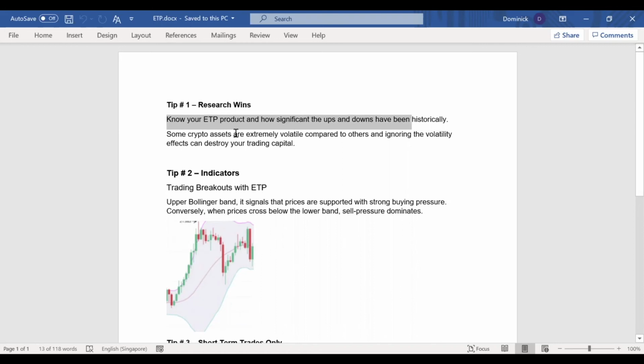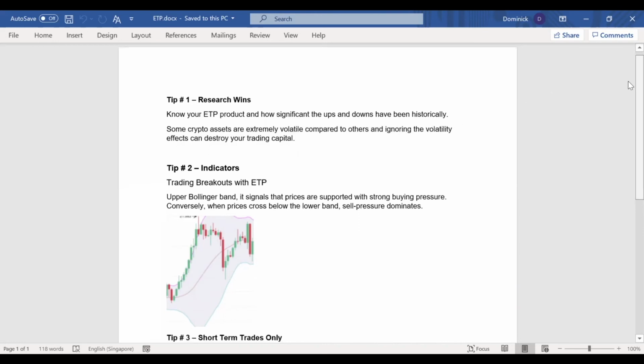Some crypto assets are extremely volatile compared to others, and ignoring the volatility can destroy your capital. So if you don't do your research and you're just blindly going to the ETP products, it's probably not a good idea. Just like any trading mechanism, you don't want to just go into a product.